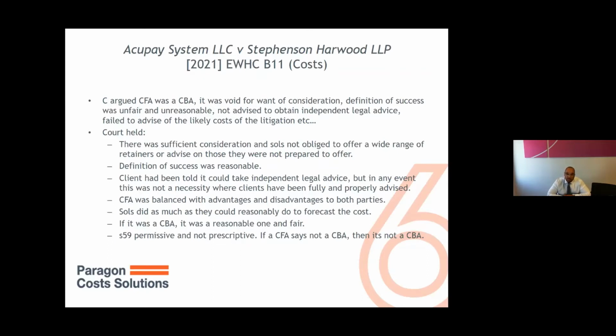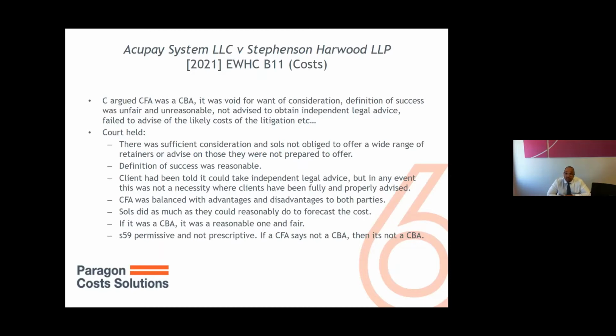When you read this judgment, if you have time to read it, you'll see there was a long list of reasons why the claimant said that this CBA was unfair and unreasonable. However, the court upheld the agreement. They said there was sufficient consideration and the solicitor wasn't advised to tell the client every possible means of funding the case, in particular those that they weren't even prepared to offer, because that was one of the complaints. The court held that the definition of success was reasonable.